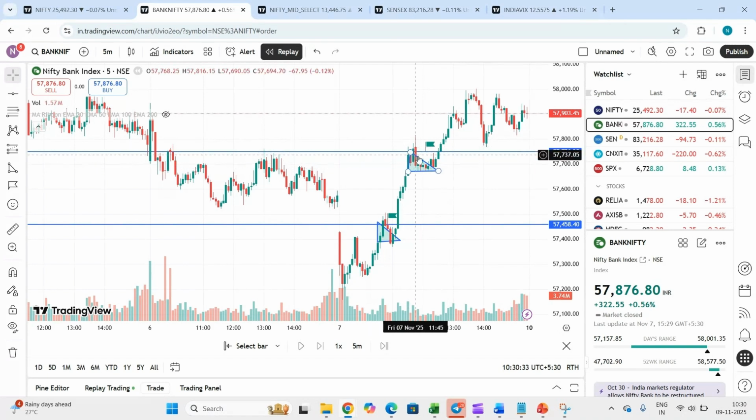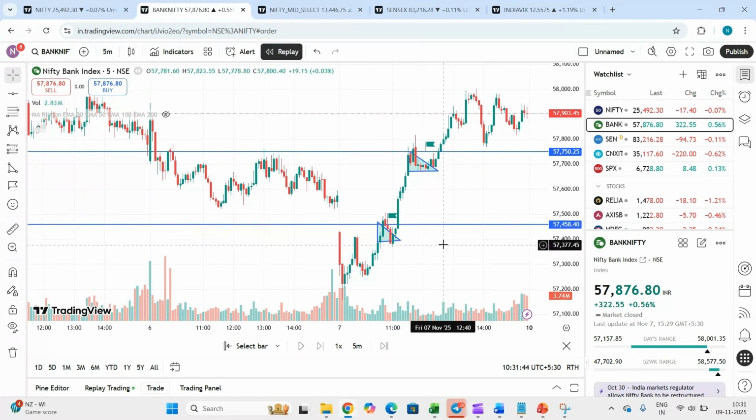Then once again it went into a consolidation phase. I was seeing another formation. Then I updated in my Telegram group as well: okay, there is another bullish pennant formation happening. From there you can see, this was the breakout point. From 57,750 it has gone for another 250 points. So this way you can make triple profits if you are able to identify the right trend. This is called a bullish pennant. Guys, I hope you understood how to identify a bullish pennant. It should consolidate, and then from there this triangle breakout should happen.